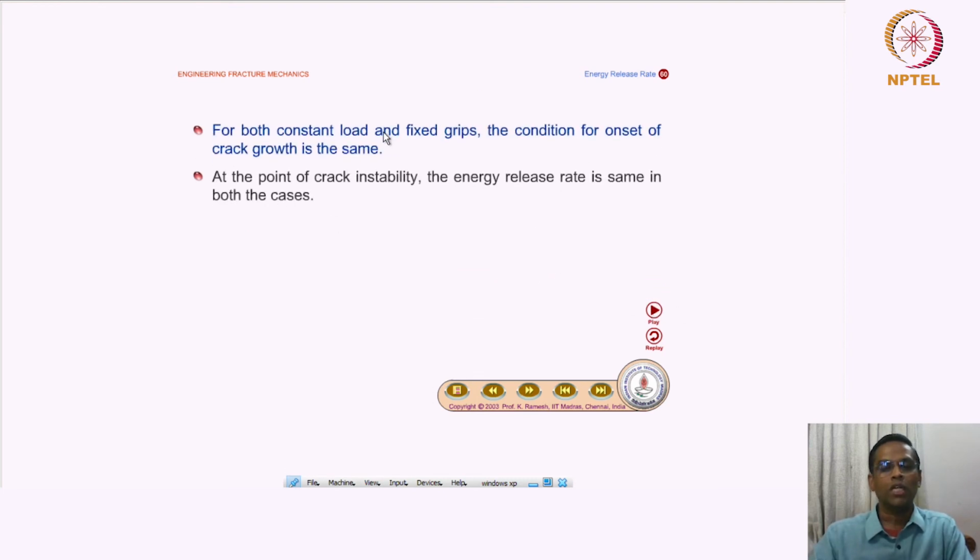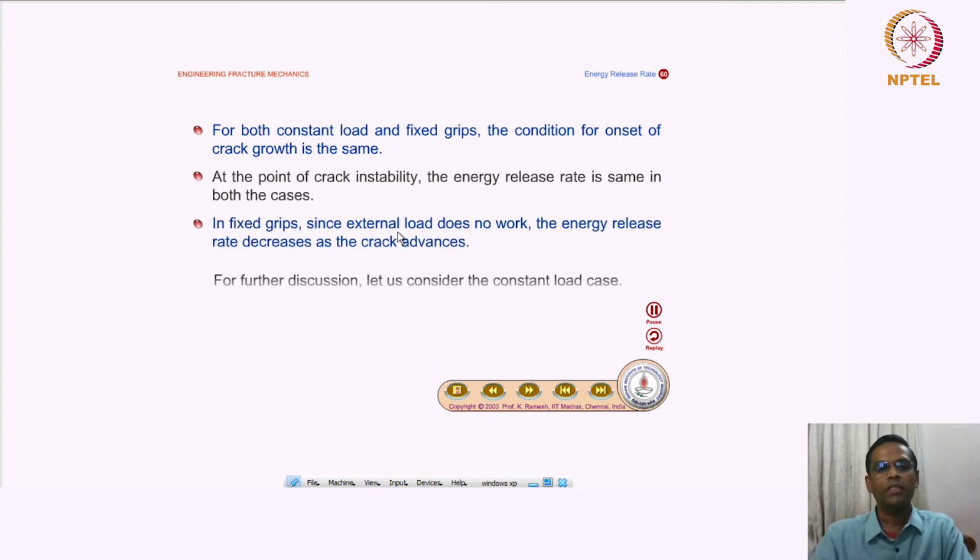For both constant load and fixed grips, the condition for the onset of crack growth is the same. At the point of crack instability, the energy release rate is the same in both cases. So this is also true. We are now talking about the initiation point alone, not anything beyond that: at what stage the crack would initiate. So that is the necessary condition we are discussing.